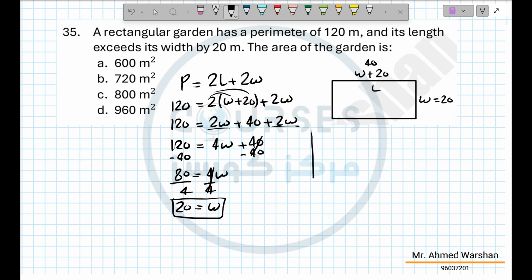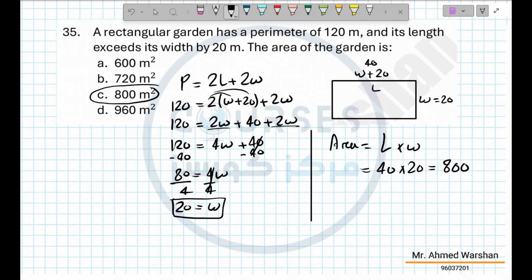Now he wants the area. So the area, it's easy. Area of a rectangle is length times width. So that's gonna be 40 times 20, which is 800 meters squared.